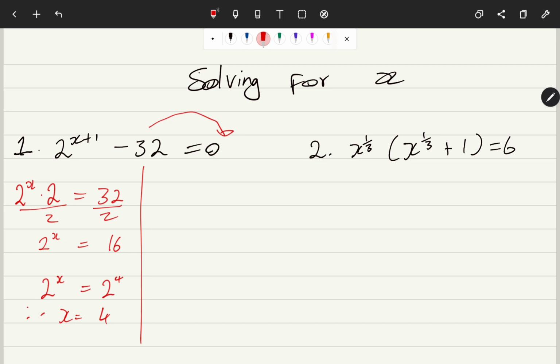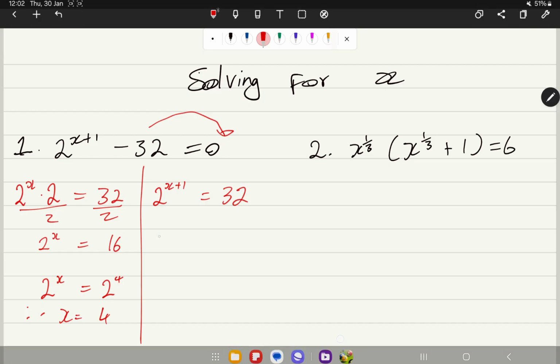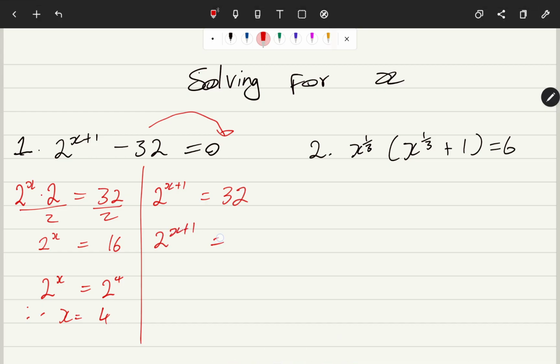Now the second person can be like, okay, cool, I have 2 to the power of x plus 1 is equal to 32, right? Next step, this is 2 to the power of 5, and then I have the same base. That means my exponents have to be the same, so I'll have x plus 1 is equal to 5, and we do the maths, transpose 1, you have 5 minus 1, and your x is equal to 4. Same answer as before, right? So it doesn't really matter, so long as you follow the rules. I'm positive you get the right answer.